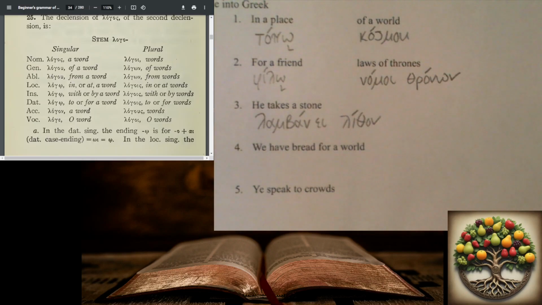A little bit more of a complicated one in number 4. We have bread for a world. So the word for have, we're going to put in the first person plural with we. We're going to use bread in the accusative, arton. For a world, we're going to use the word for world in the dative.